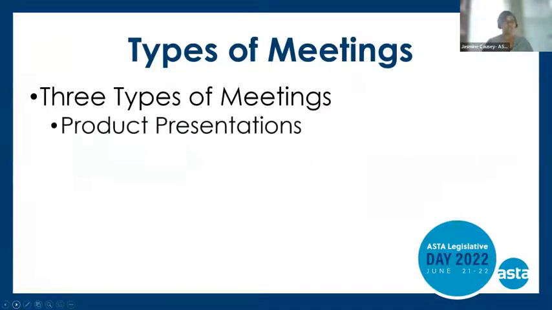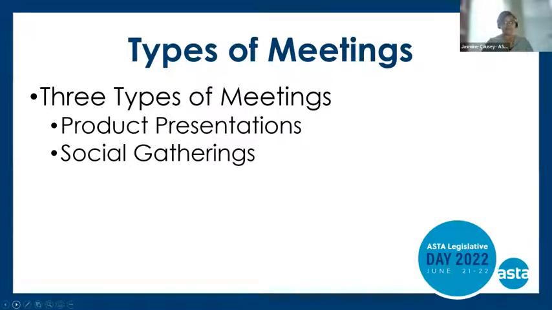The first of which is your product presentation. Those are your meetings where you have a supplier partner coming to present some sort of product. This is going to be the typical chapter meeting and probably the one that you are most familiar with. So if you have Royal Caribbean, for example, coming to explain what's new with their ships and products, that is going to be this type of meeting.